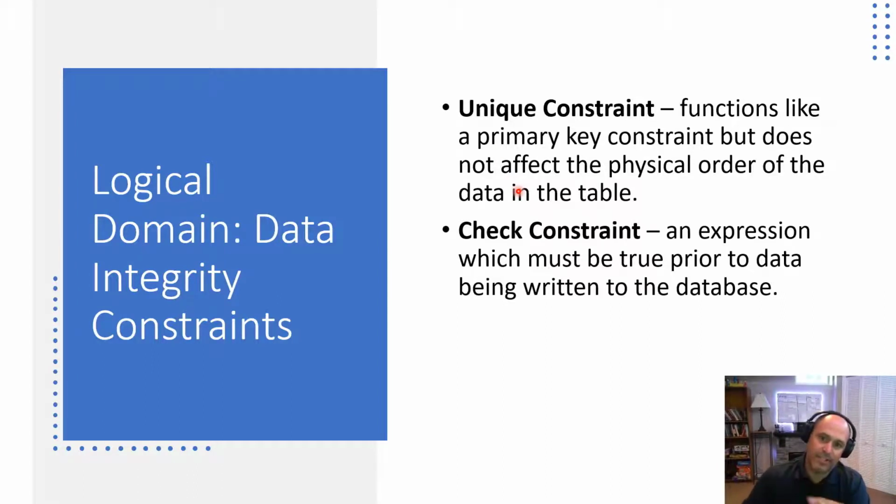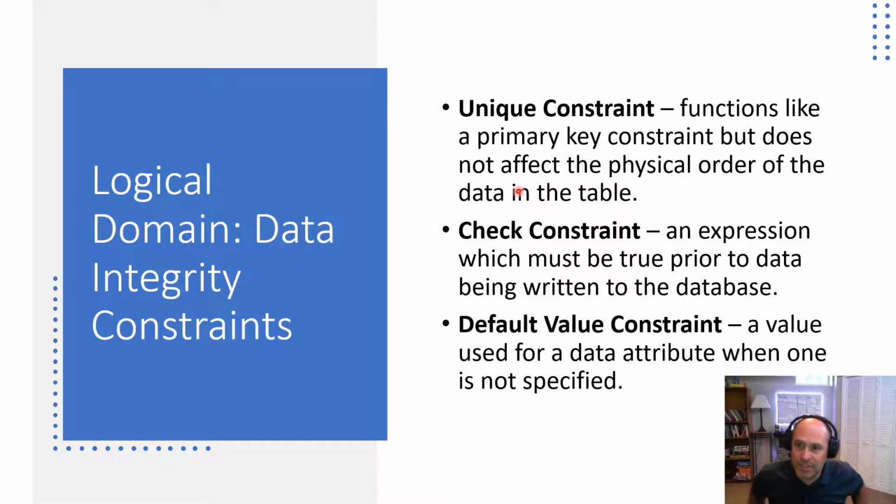There's also a check constraint. A check constraint is a Boolean expression which must be true prior to the data being written. So this is a way to enforce, don't put bad data into my table. Don't put a date or a numerical value that's out of range. There's also a default value constraint, and a default value constraint is used to put a value in when one is not specified.